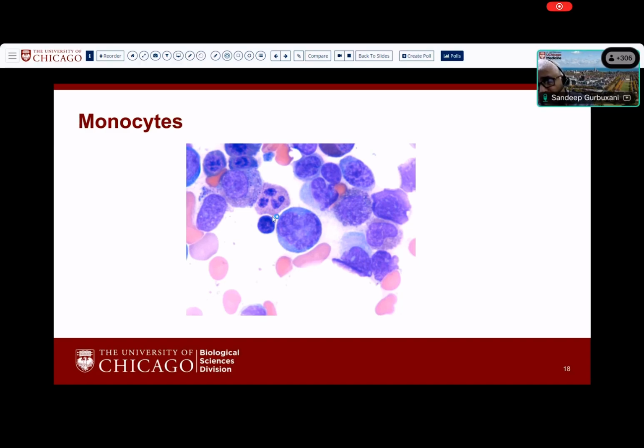But that's what the monocyte looks like. It has more bluish-gray cytoplasm, and even in this cell, which is somewhat immature, you can see that there is a lot of nuclear folding for this cell. So these are some of the normal myeloid elements in the bone marrow.